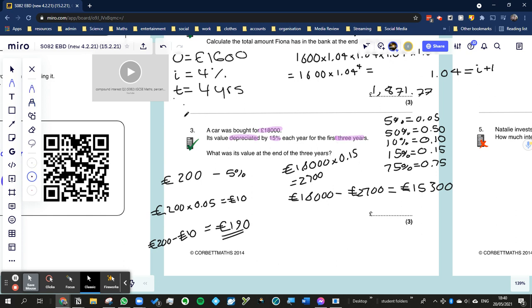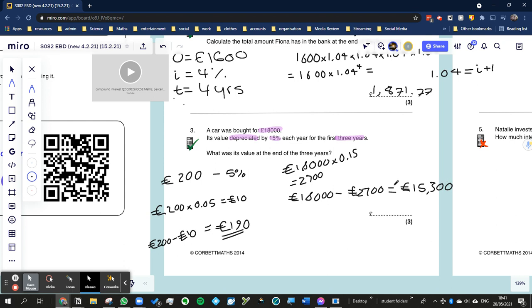So after the first year, so first of all, we're doing some work to remind ourselves about percentages. I'll just move that so we've got a bit more space. After the first year, we worked out what 15% of 18,000 was. So we times it by 0.15, and we got 2,700. So after the first year, it's lost 2,700, and it went down to this amount. So 15,300. That's the amount after the first year, right?